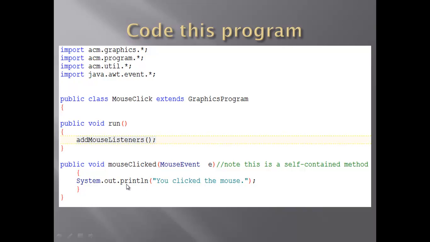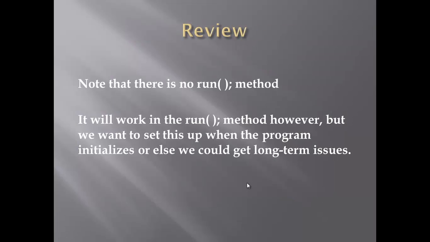What I'd like you to do is add the previous methods, our e, which is our event, e.getX and getY, and also print those out, concatenated, or use separate print statements, just to print out the location on the screen of where your mouse clicks. And note that there's no run method, but it can work in the run method as well. But we want to set this up when the program initializes, or else we could get some long-term issues.